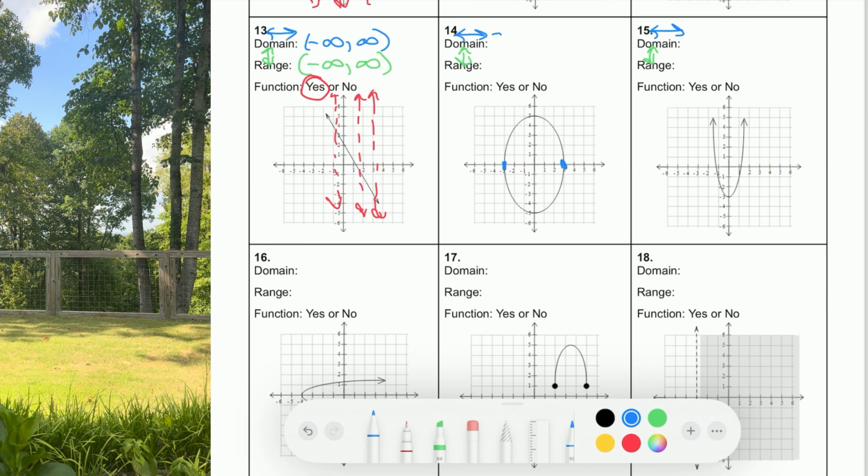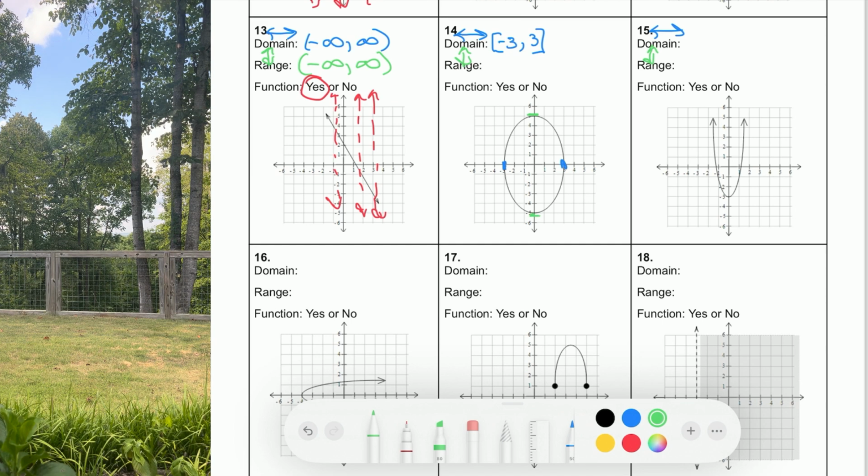So the way we're going to write this is bracket -3 to +3 bracket. Well, what about our range? Is there any limit to how high or low we go? Yes. We've got -5 and 5. And again, it includes those values because it's on those values. So I'm going to say bracket -5, 5, bracket.